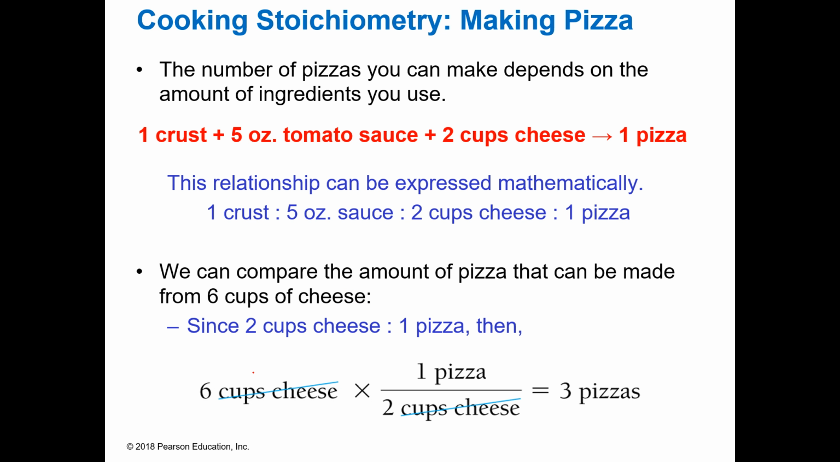Well, we know just by looking at it that we can make 3 pizzas if we have 6 cups of cheese, but we can use this ratio. The ratio is, for every 2 cups of cheese, I have 1 pizza. So I'm going to take the 6 cups I have and multiply it by that ratio. We're going to set it up as a conversion factor: 1 pizza for every 2 cups of cheese. So 6 times 1 divided by 2 will give me 3 pizzas. Now the cheese will go on the bottom because we want to cancel that out and go to our pizza.